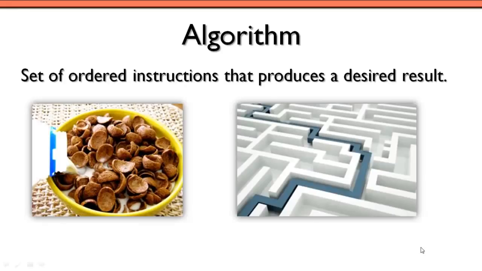So let's talk a little bit about what an algorithm is. An algorithm is just simply a set of ordered instructions that produces a desired result. You could also think about an algorithm as just being a recipe for doing something. So we could think about a recipe for making cereal. Getting the cereal, getting a bowl, getting the milk, pouring the cereal into the bowl, pouring the milk onto the cereal, getting a spoon, and then eating the cereal. And that's a very basic algorithm, but hopefully you get the idea of what we're looking at here.